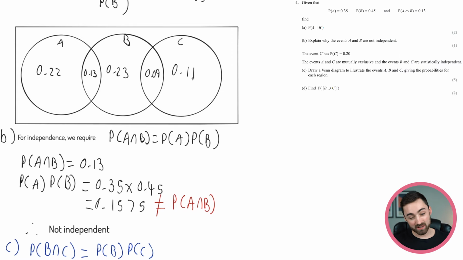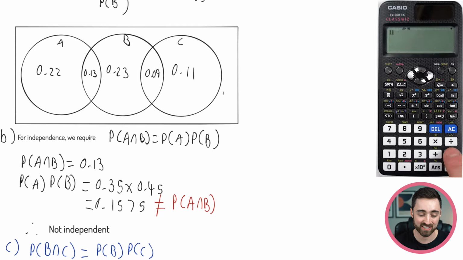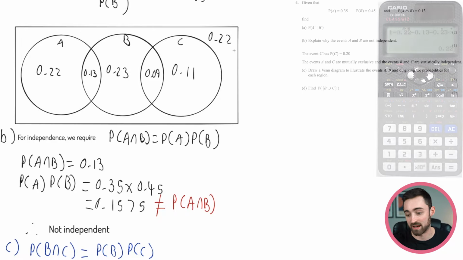Are we done? Not quite, because there's still this bit on the outside. Everything adds to 1, so do 1 minus all of this stuff here, and it should sort us out. So 1 minus 0.22 minus 0.13 minus 0.23 minus 0.09 minus 0.11 gives 0.22. So that, I reckon, is enough for part C.